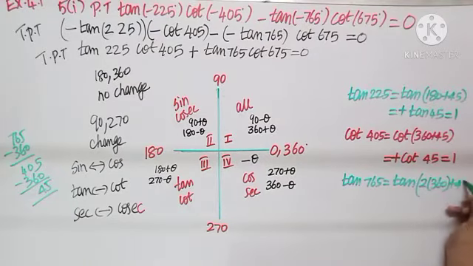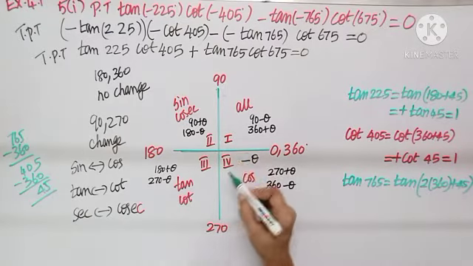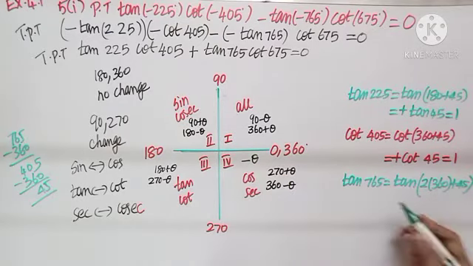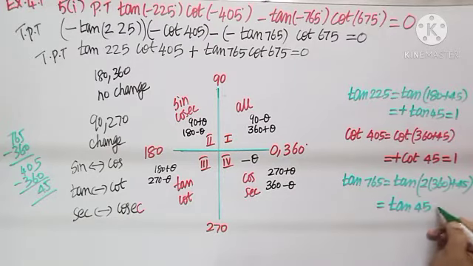Whenever 2 times, 3 times 360 is coming, ignore because it tells me 1 round, 2 rounds. So ignore 2 times 360. I am left with tan 45. Tan 45 value is 1.